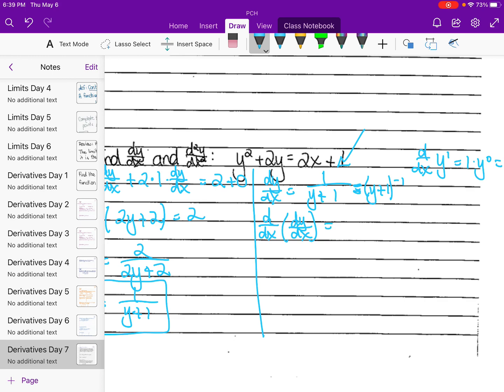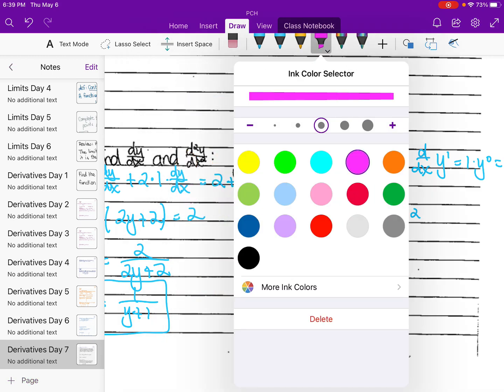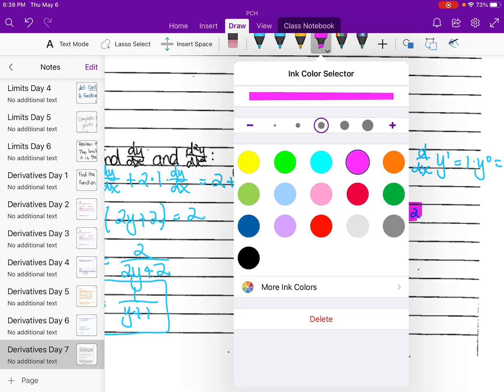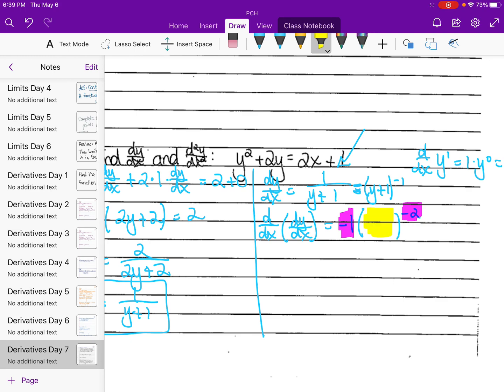So I'm going to go derivative of the outside. I think these are the same colors, but I'm not sure. Derivative of the outside, leave the inside alone, times the derivative of the inside.